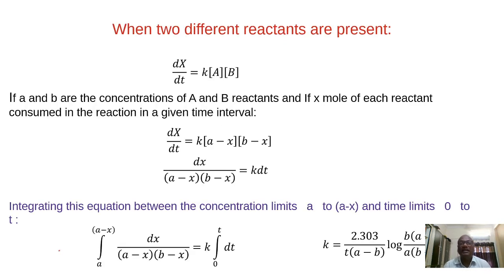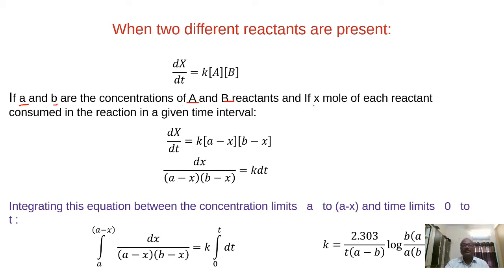When two different reactants are present in a second order reaction. Just now we were saying that A plus B gives C, like that. Two different reactants are present. Then what do we write? The rate law is dx by dt is equal to K into concentration of A into concentration of B. A and B are the reactants. And in this reaction, suppose small a and small b are the concentrations of A and B in the beginning, when time is equal to 0.